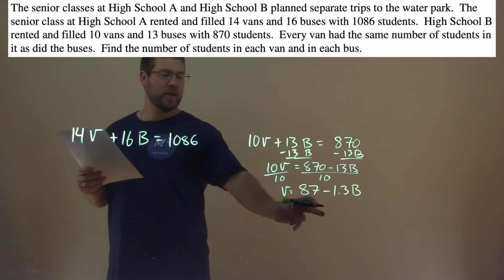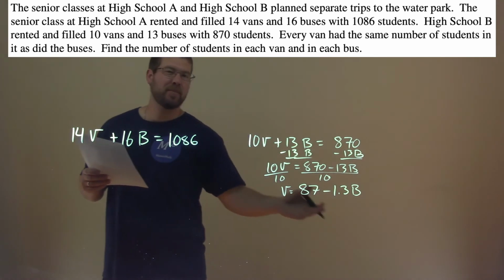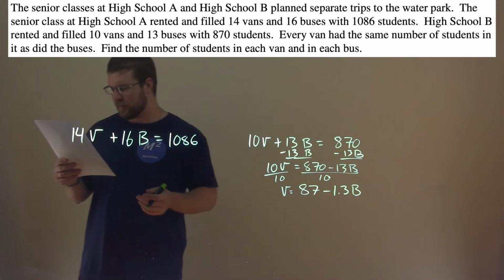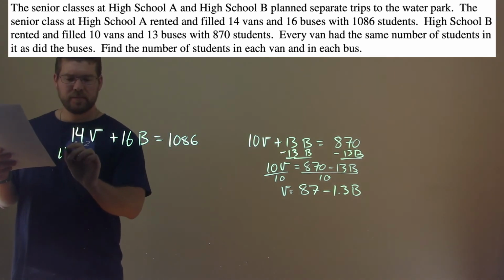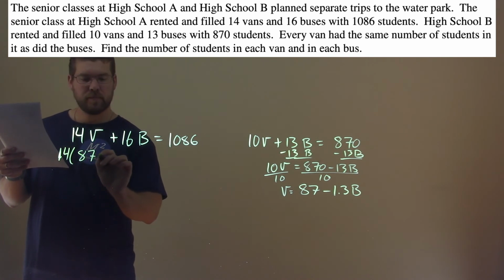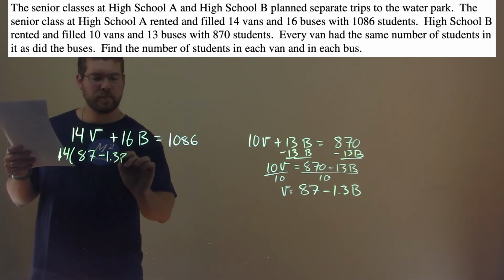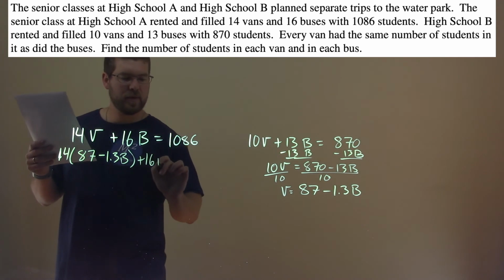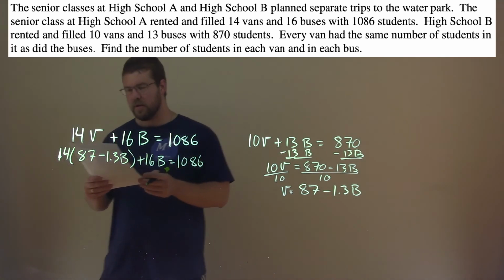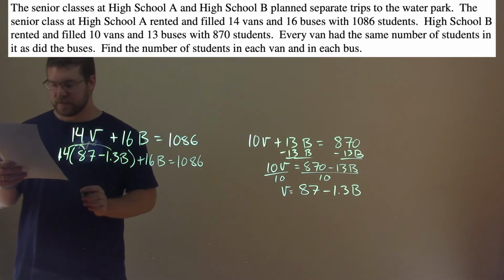So now we have V by itself here, and we're going to plug that into our first equation and solve this by substitution. So 14 times 87 minus 1.3b plus 16b equals 1,086. Distribute the 14 to both parts here.